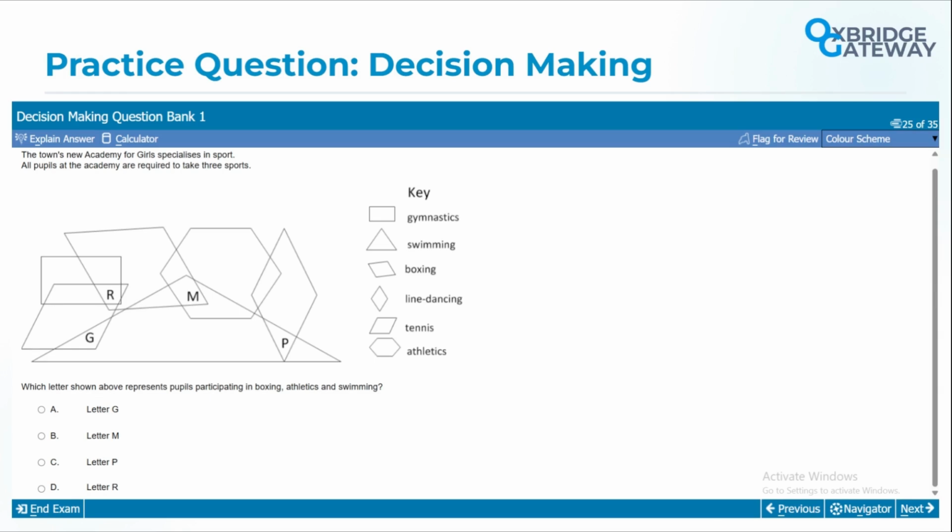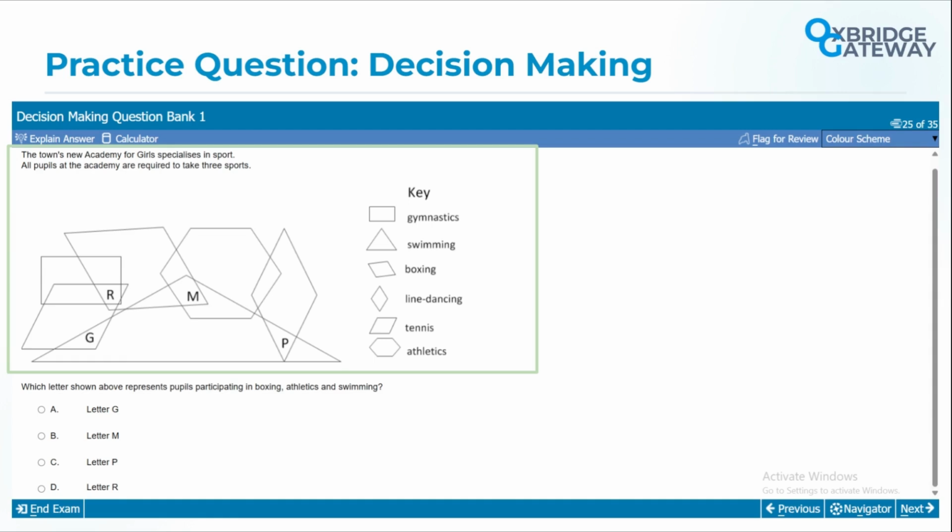I'll give you a moment now to pause the video and have a quick go at this question. The question states that there is a school where students can take 3 different sports from a range of 6. Looking at the diagram below, it seems to be a somewhat complicated Venn diagram made up of different shapes to represent different sports.